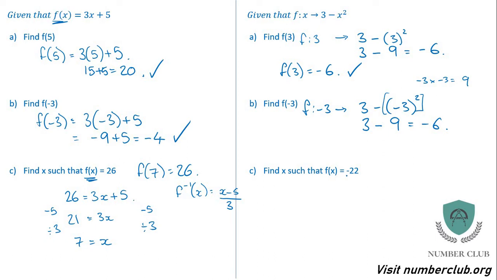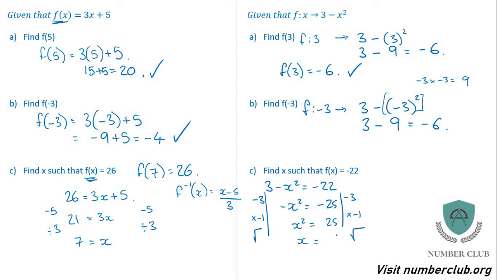Find x such that f of x is equal to negative 22. Okay, so we'll get 3 subtract x squared is going to equal negative 22. Now what we're going to do is take away 3 from each side. So we'll get negative x squared is going to equal negative 25. We're going to multiply through by negative 1 to change the signs. Basically, you would pretty much automatically just cancel off the negatives. Okay, and then we're going to square root. And so we'll find out that x is equal to the square root of 25, which is 5. Okay, x is equal to 5.